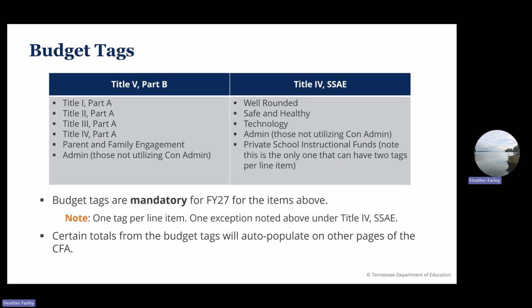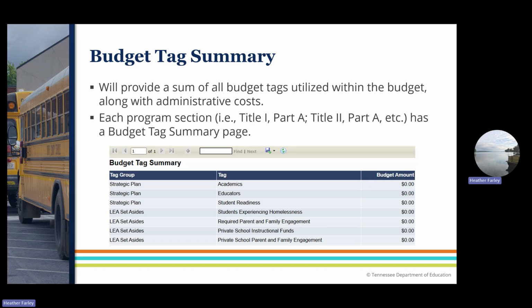And then with Title V and Title IV, there are no changes again this year, so the same ones are utilized. Do note the exception is under Title IV: if you have a private school, you would need to tag that. In addition, you would tag the area that they are utilizing the funds for. So you might have private school and well-rounded together, but that is the only exception, for the private schools under Title IV. There is a budget tag summary page that was added last year, and that helps you see the overall amounts to ensure that they align with what you have with your own data.